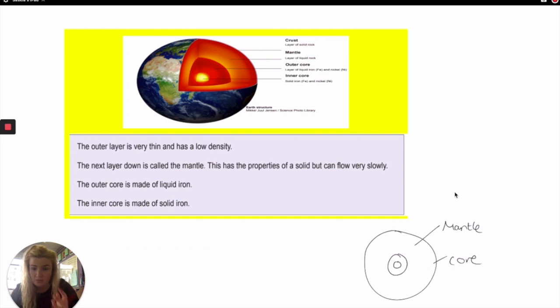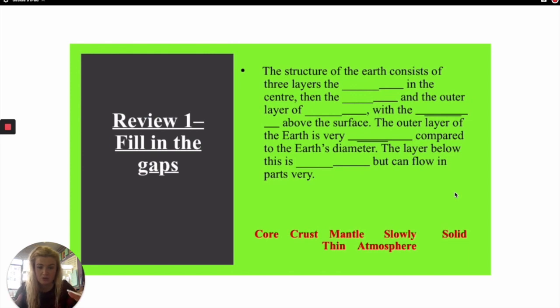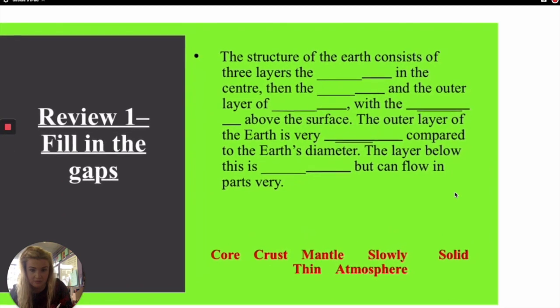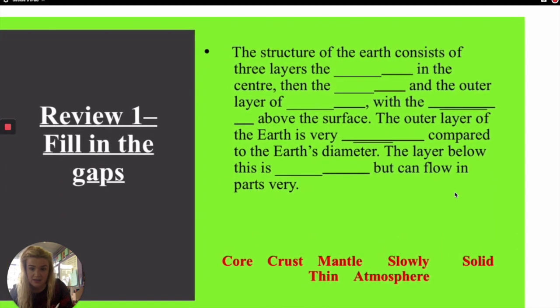Okay, so now we're back. You've all drawn a lovely label diagram of the Earth. You've included all the details like this thin, low density, etc. We're going to move on to a little bit of a review. So again, I'm going to ask you to pause the screen. You've got the words in your book. All you've got to do is fill in the blanks. Obviously, if you didn't get a booklet for whatever reason, then you can just do it on your sheet. So again, pause the screen and have a go at filling in the blanks.